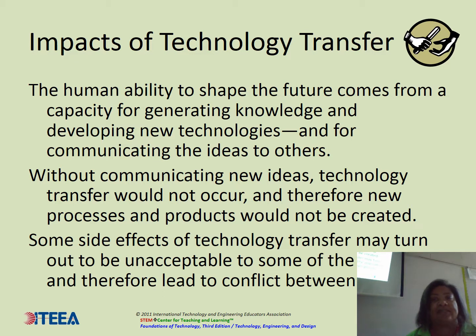Now, the impacts of technology transfer. The human ability to shape the future comes from a capacity for generating our knowledge and what we would like to see with new technologies. We're communicating the ideas to other people. Without communicating the ideas, we wouldn't know what's going on. Therefore, we may be more like the cavemen.